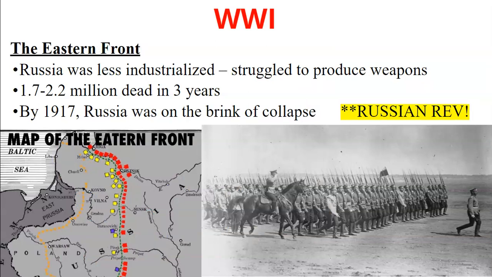We also have the Eastern Front. We remember this from our last units. Russia was less industrialized. They struggled to produce the weapons. And in the end, like 1.7 to 2.2 million will die in 3 years. And by 1917, Russia is on the brink of collapse because of that wonderful Russian Revolution, which you can refer back to slide 14 to go over that.